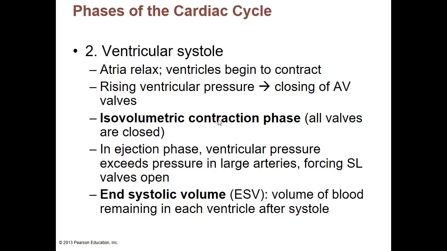But it's just the start of contraction. So we've generated enough pressure to close the AV valves, but we haven't generated enough pressure to open the semilunar valves, my little green ones in here. Now, at that point, that little split second when you've closed the AV valves but you haven't opened the semilunar valves yet, it's known as isovolumetric contraction. What does the iso mean?